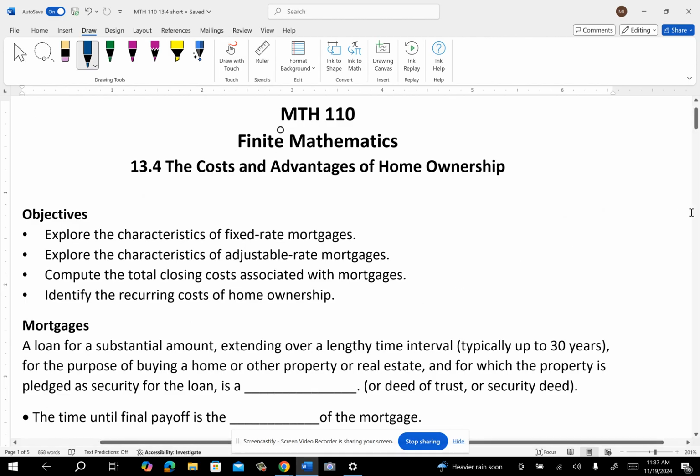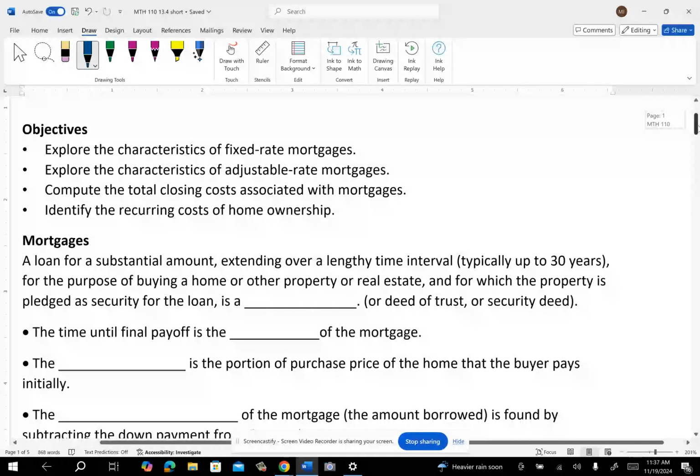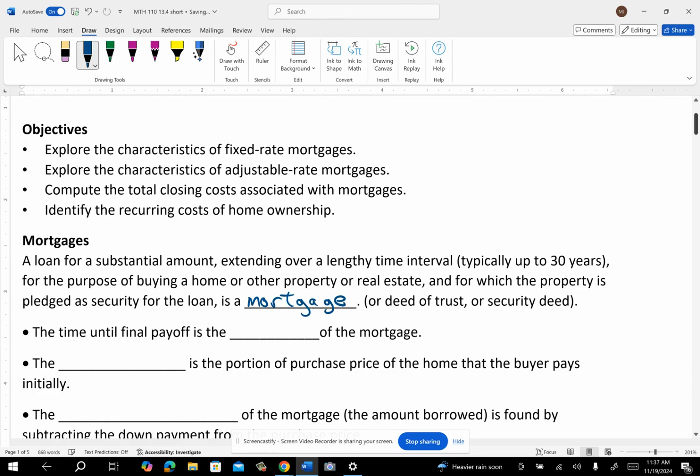So when you get a loan for a lot of money for a long time period, like 15 or 30 years, for the purpose of buying a house or some other kind of real estate, like a lot or a piece of property, where the property is your collateral for the loan, that's called a mortgage. The time until you finally pay it all off is called the term. So like 15 years or 30 years, that would be the term of the mortgage.